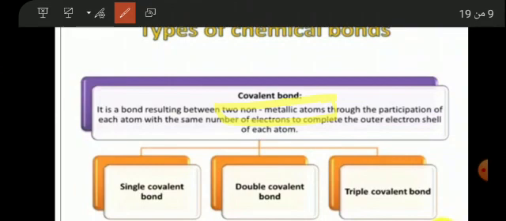So covalent bond happens between two non-metals by sharing electrons, but ionic bond is formed by losing or gaining electrons. One loses electrons and the other gains these electrons. But in covalent, by sharing electrons. Okay, there are 3 types of covalent bonds: single covalent bond, double covalent bond, and triple covalent bond.